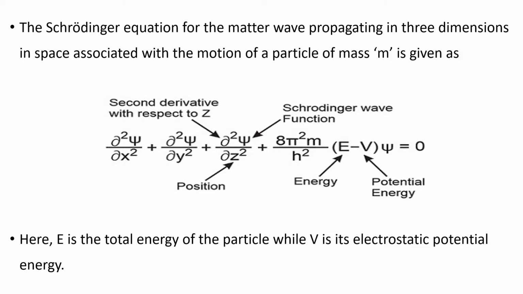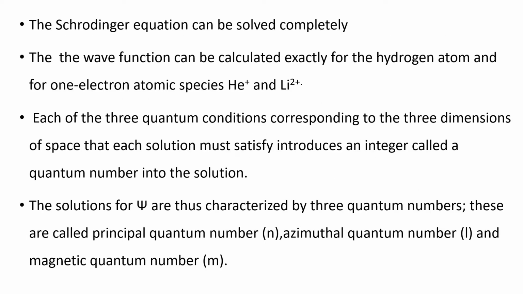The first three terms are double differentials of the function psi with respect to x, y and z respectively. The function psi depends on the coordinates of the particle and is called the wave function of the particle. The Schrodinger equation can be solved completely. Moreover, the wave function can be calculated exactly for the hydrogen atom and for one-electron atomic species like helium plus and lithium 2 plus.